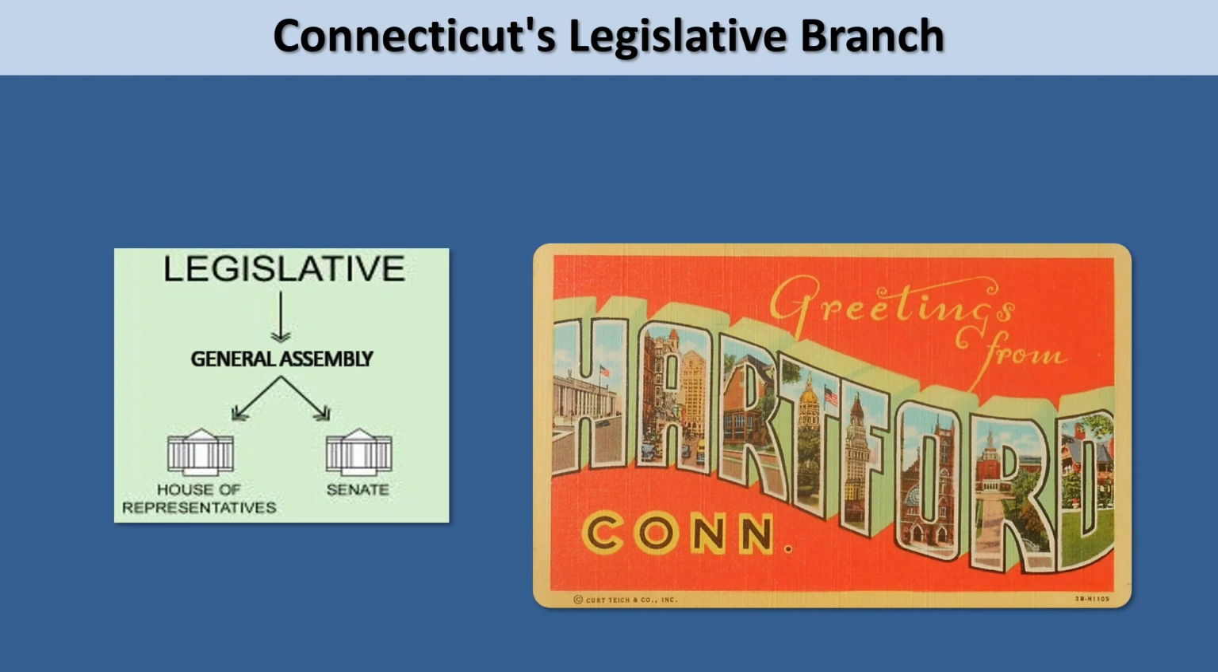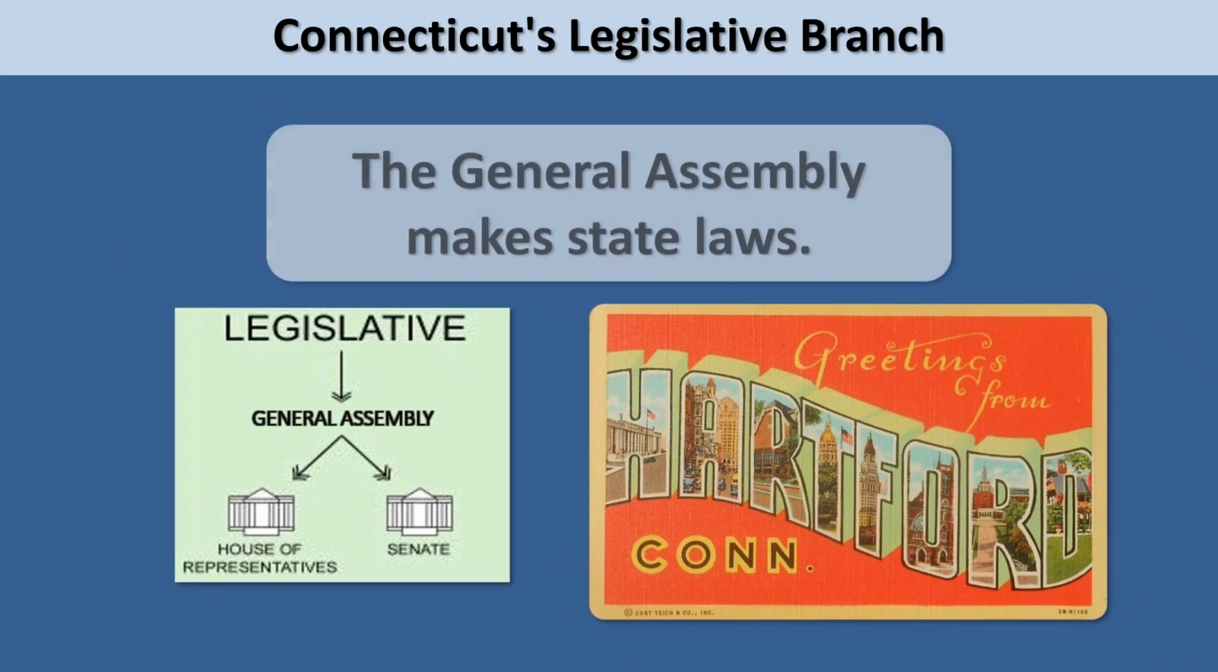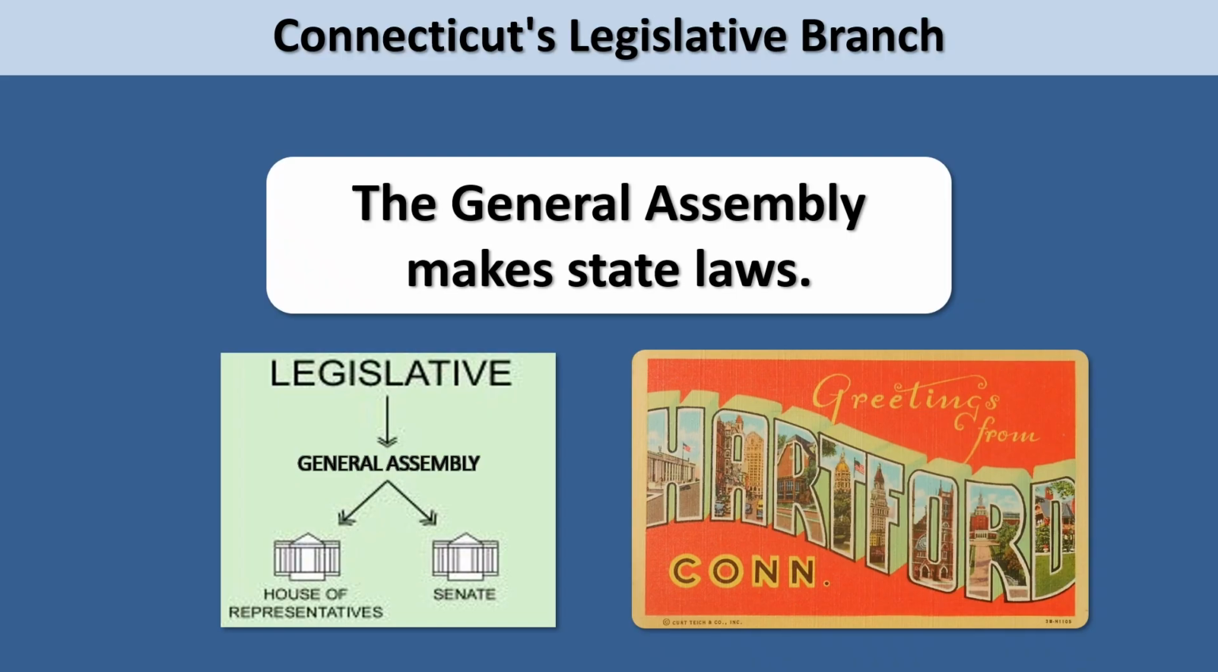Connecticut state senators and state House representatives meet together in the state capital, Hartford. In Hartford, the General Assembly makes state laws. State senators and representatives in Connecticut have no term limits. There is no limit on how many times a state senator or state representative can be re-elected by U.S.